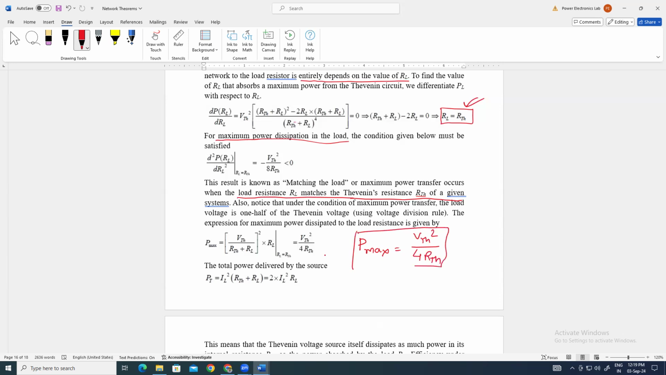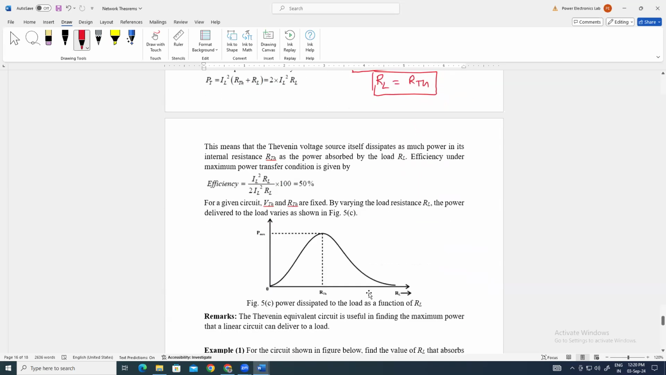And at what condition are we getting maximum power? RL is equal to RTH. Means when load resistance value will be equal to Thevenin resistance value, in this case we will get maximum power. Okay. So it means that the Thevenin voltage source itself dissipates as much power in its internal resistance RTH.